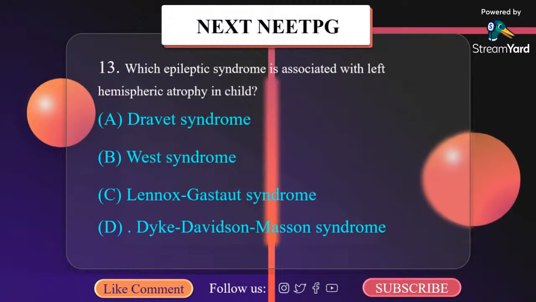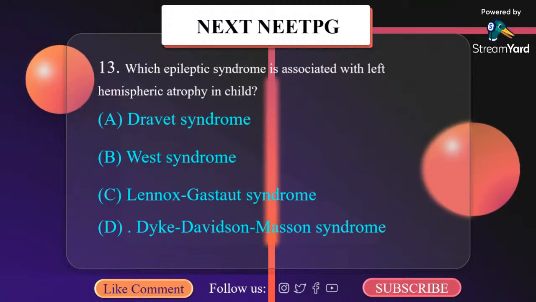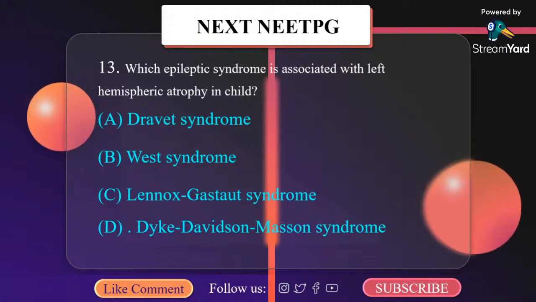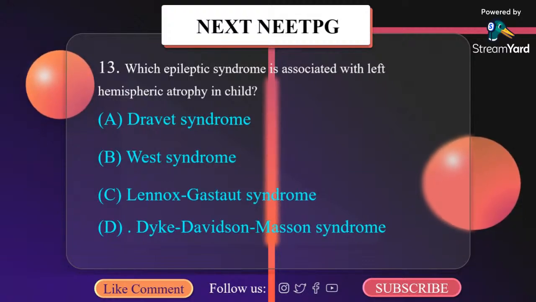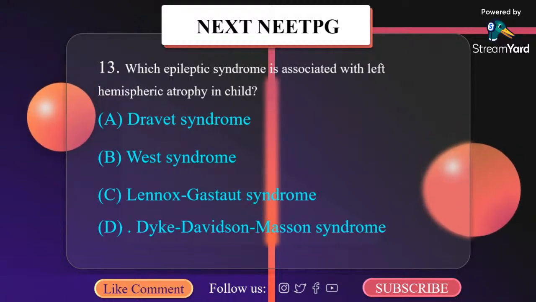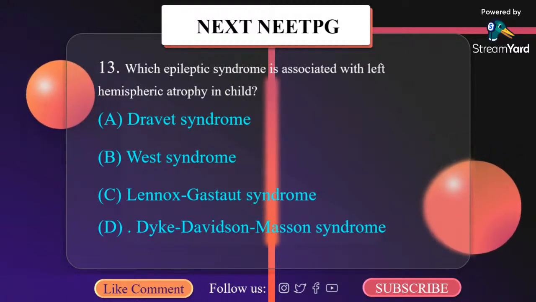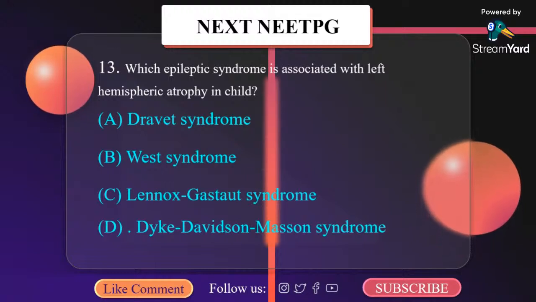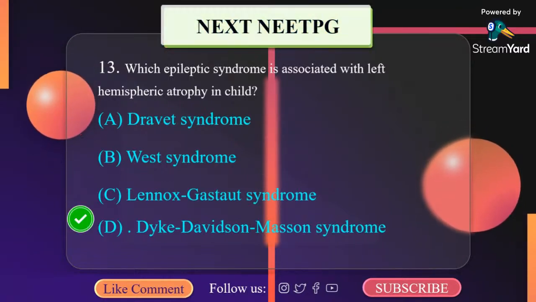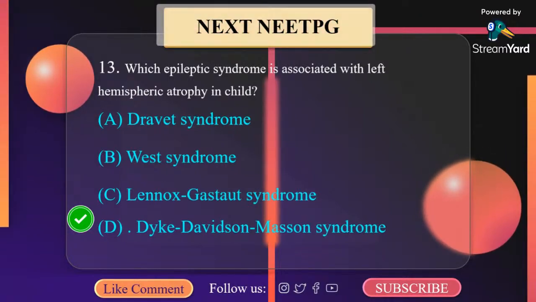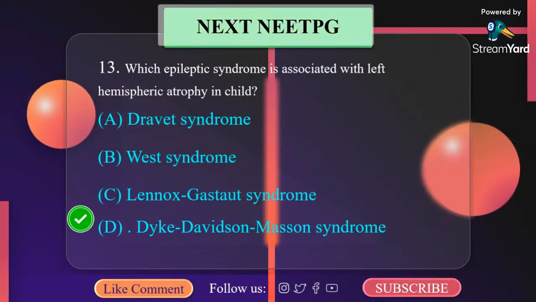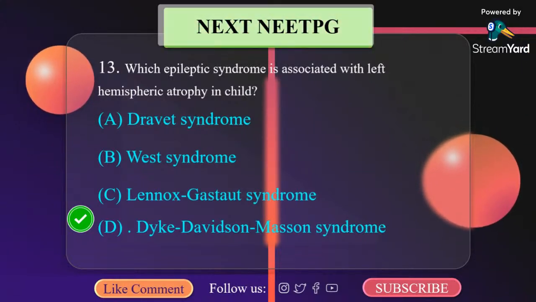What do you think is the correct answer here? Is it Dravet syndrome? Is it West syndrome? Is it Lennox-Gastaut syndrome? Is it Dyke-Davidson-Masson syndrome? Now let us look at what the correct answer here is. The correct answer here is Dyke-Davidson-Masson syndrome. Now, Dravet syndrome, West syndrome, Lennox-Gastaut syndrome are all epileptic syndromes.